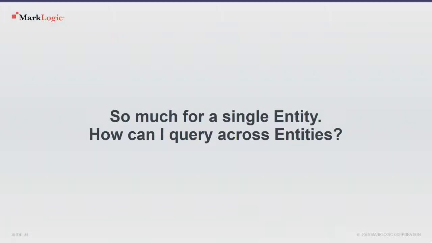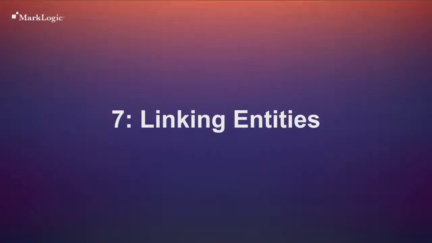So until now, we've talked about querying across customers, a single entity, and I'm sure that's been fascinating. But even more interesting is querying across entities. How do I link a customer entity to an orders entity, for example? So the 7th step on our journey, linking entities. Let's talk a little bit about that.